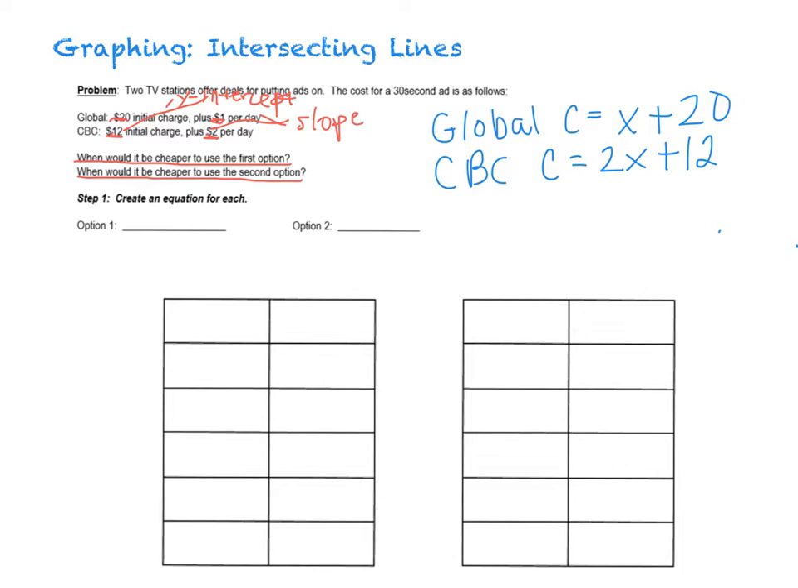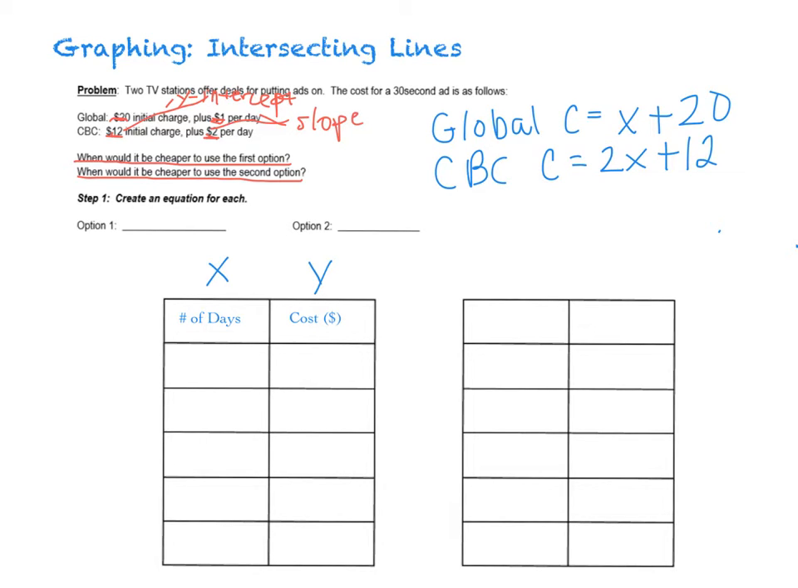To create our table of values, I'm going to need to remember that on the left side of the table of values is always our x variable, and on the right side is always our y variable. So I'm going to create one for Global first, and my x variable is going to be the number of days. So I'm going to put a label of number of days in the x column of my table of values. And for my y variable, it is cost, so I'm going to put in cost for that.